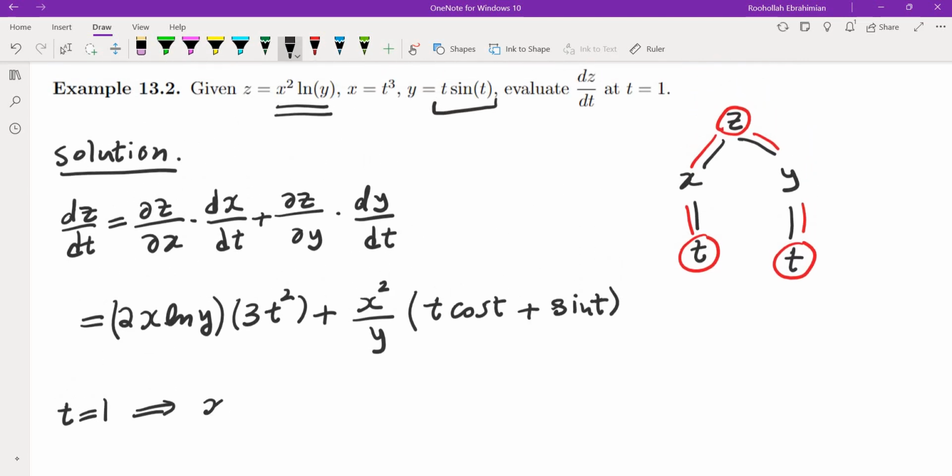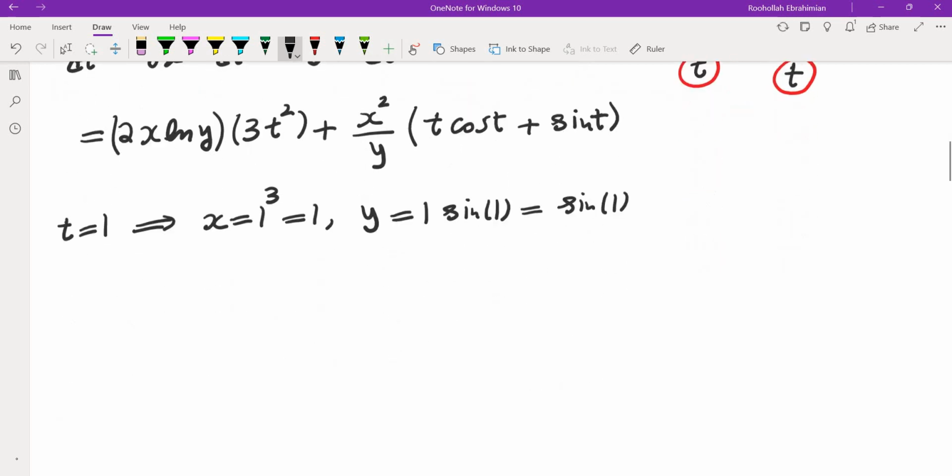So if t equals 1, then x would be 1 cubed, which is 1, and y would be 1 times sine of 1, which is sine of 1. So now we're going to take this and plug those into the derivative.